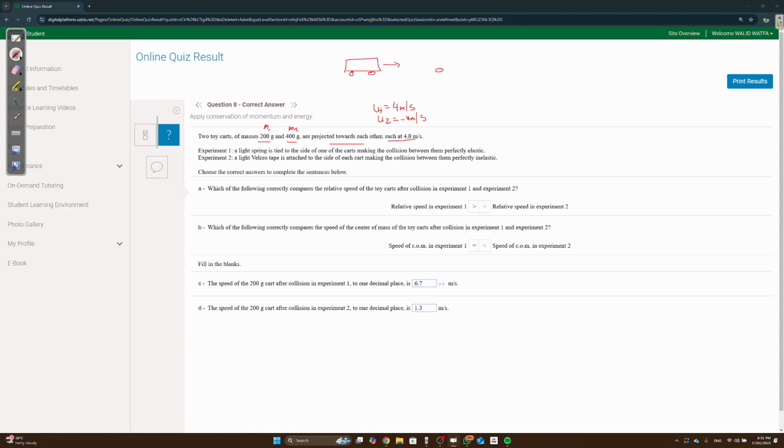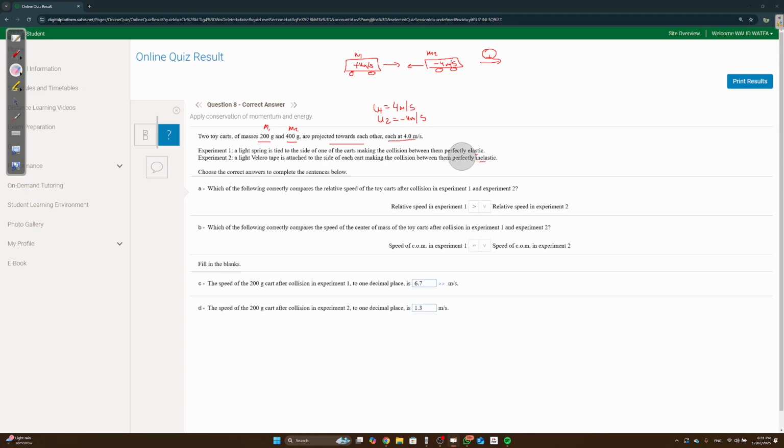Moving this way, plus 4 meters per second, M1, here is M2, negative 4 meters per second, taking this to be the positive. Experiment 1: a light spring is tied to the side of one of the carts, making them elastic, and another one where it's perfectly inelastic. Which of the following compares the relative speed of the toy cars in experiment 1 and experiment 2?